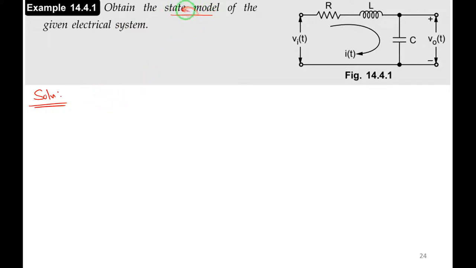It consists of the state equation and the output equation. Let me write the state equation first. What is the state equation or state differential equation? It is x dot of t equals A into x of t plus B into u of t. How to remember this? It is a function of the states or state variables and the inputs u of t. So A and B are the matrices associated with the state equation.